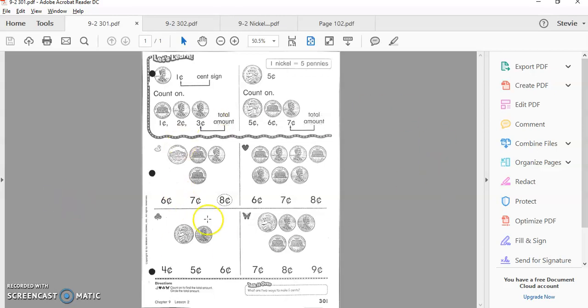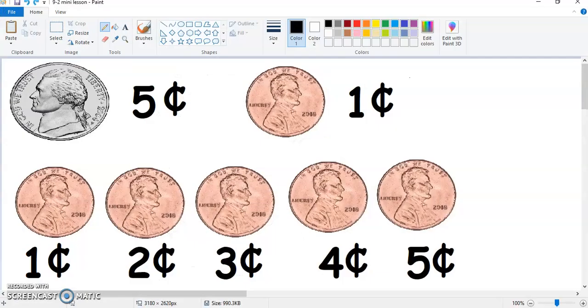So today we're talking about how to count on. So, this is the page you're looking at. Here we go.